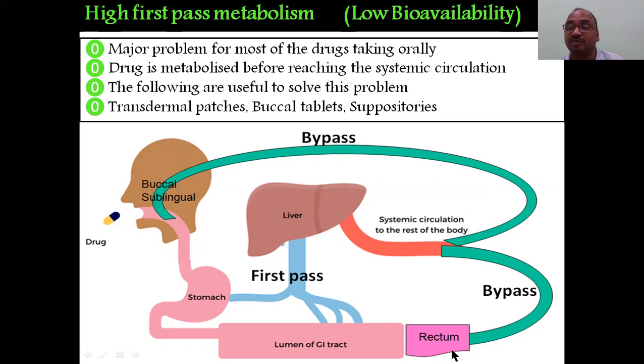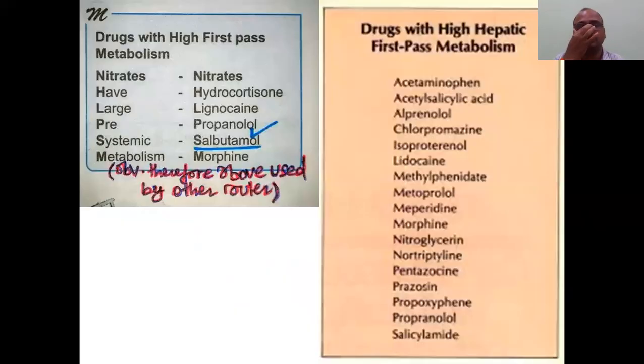into the systemic circulation. From the rectum also, suppositories. Suppositories bypass the liver and directly enter the systemic circulation. Very good, excellent. So for those drugs suffering with first pass metabolism, you can go for transdermal patches, buccal tablets, or rectal suppositories. Transdermal patches, buccal patches, and suppositories are required only for those drugs that undergo first pass metabolism.